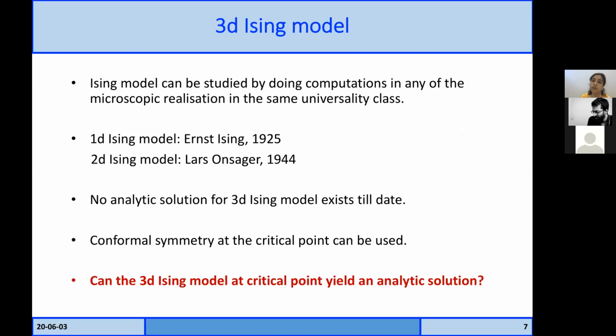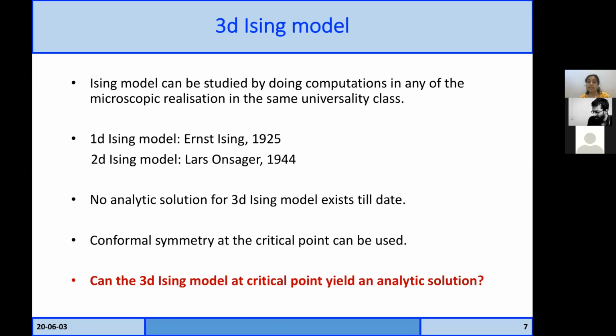Now, before I move on, let's focus on the 3D Ising model. The Ising model can be studied by doing computations in any one of the microscopic realizations, as they are in the same universality class. The 1D Ising model was solved by Ernst Ising in 1925. The 2D Ising model was solved by Onsager in 1944. But no analytic solution for the 3D Ising model exists as of now.